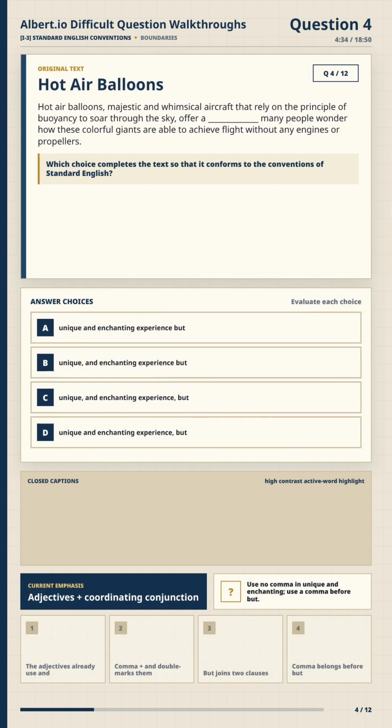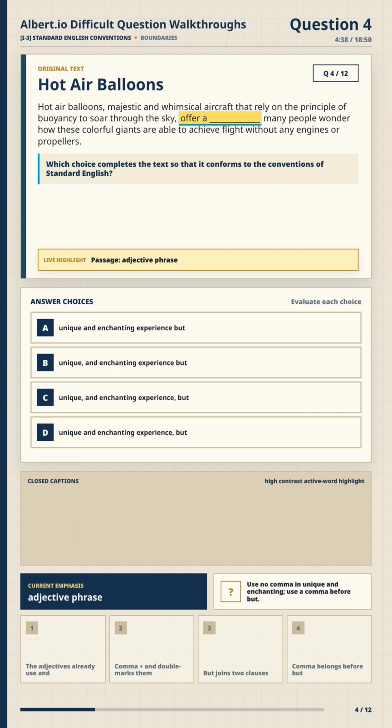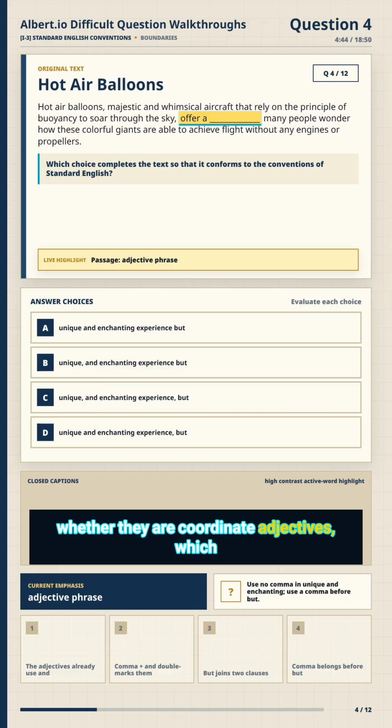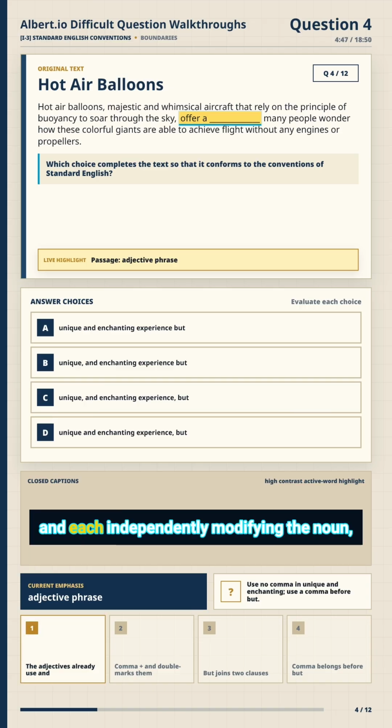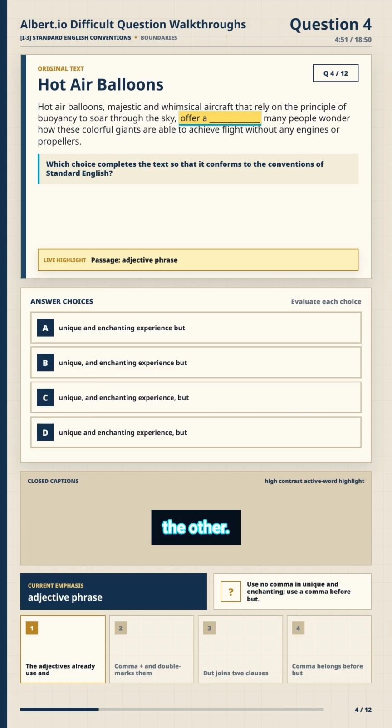Question 4. Two separate grammar rules are being tested here, and you have to get both right. The first rule concerns adjectives. When you place two adjectives in front of a noun, you have to decide whether they are coordinate adjectives, which are equal in weight and each independently modifying the noun, or cumulative adjectives, where one modifies the other.